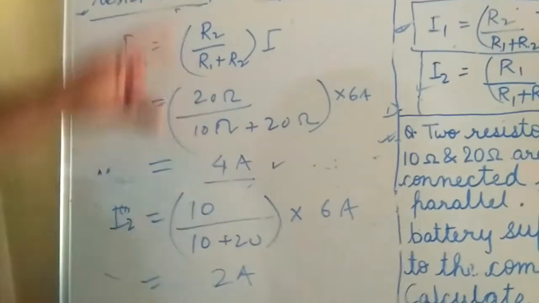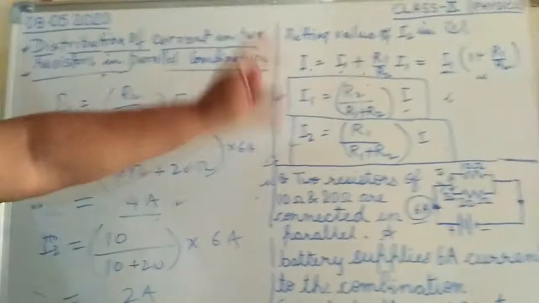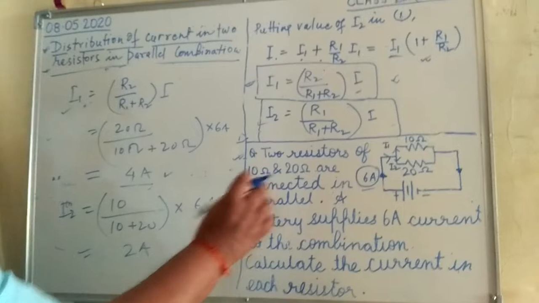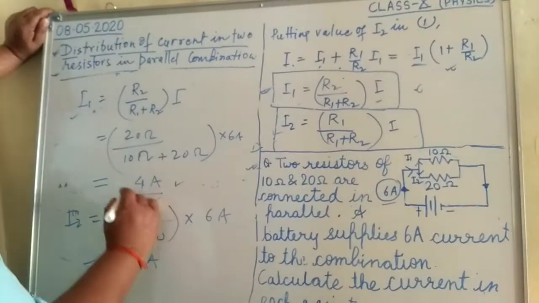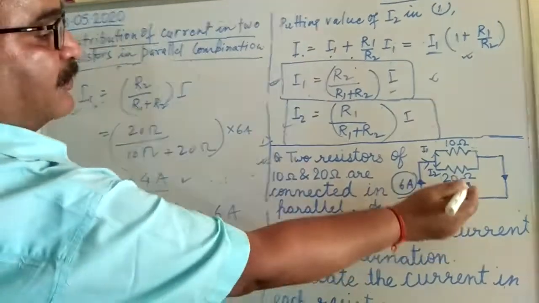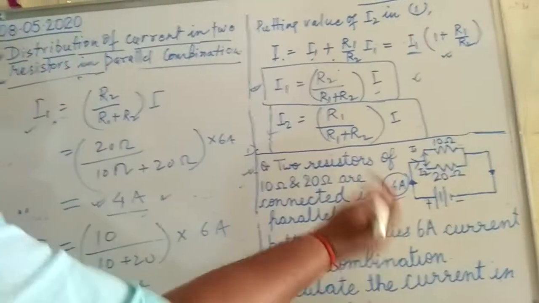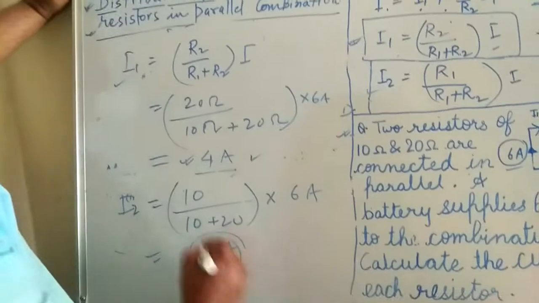So you see what the formula is and how that formula is used in numericals. For I1, it is 4 ampere, and for I2, for the 20 ohm resistor, it becomes 2 ampere. So this is all about that formula and its explanation. Thank you.